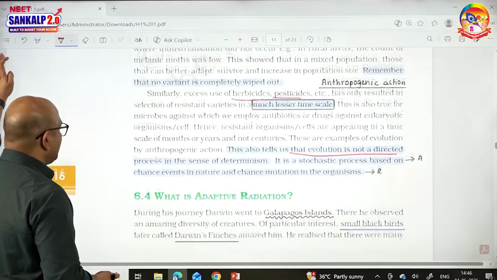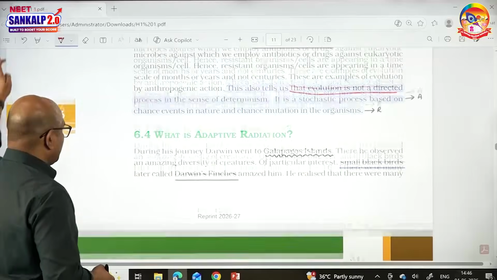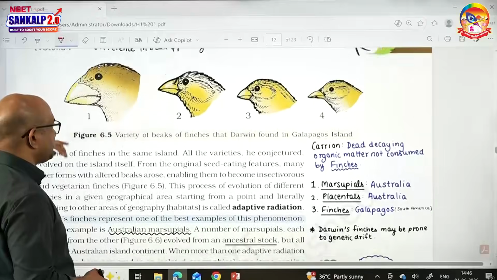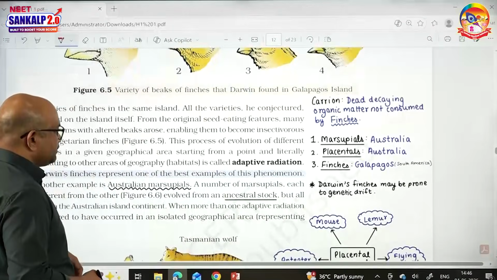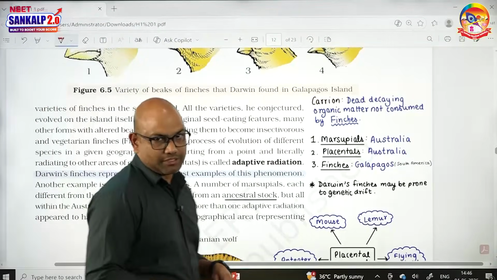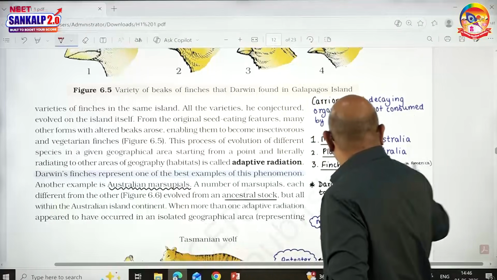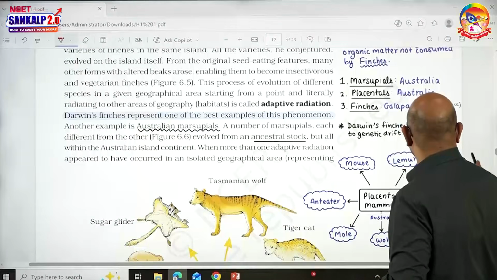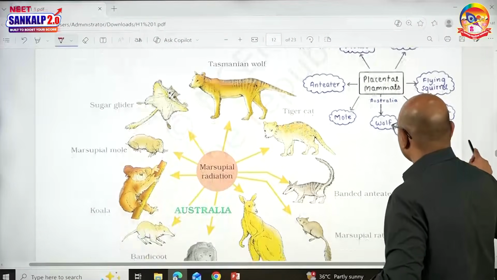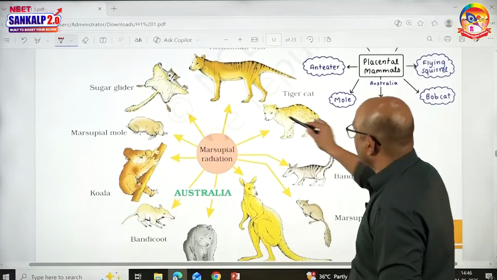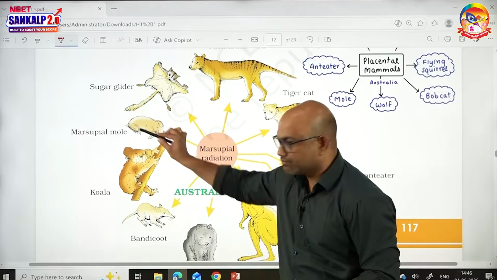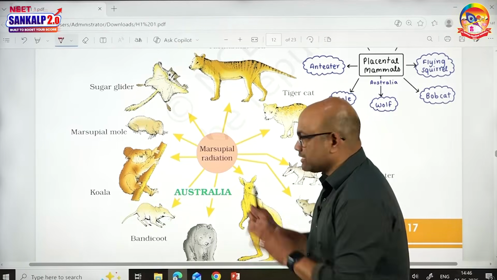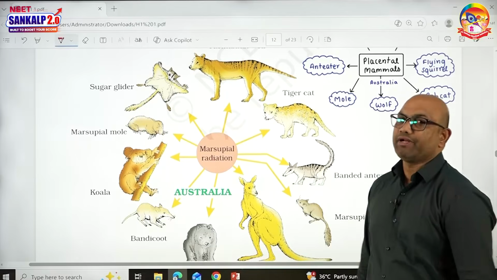Next topic is adaptive radiation. What is adaptive radiation? To explain adaptive radiation, they take the finches that are present in the Galapagos Islands, called Darwin's finches. See this? The definition of adaptive radiation, from this chart, is the evolution of different species in a given geographical area from a common ancestor in a radiating manner. That is called adaptive radiation.